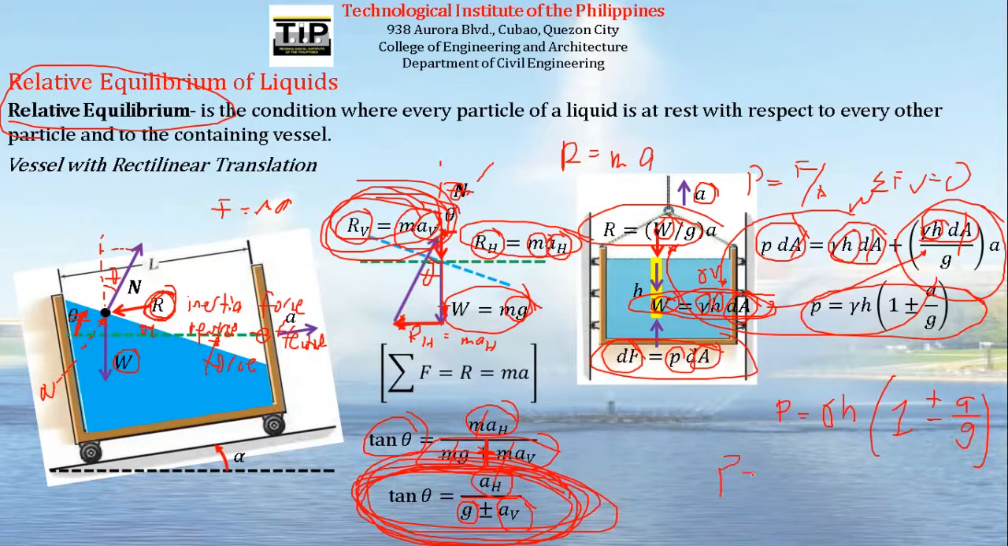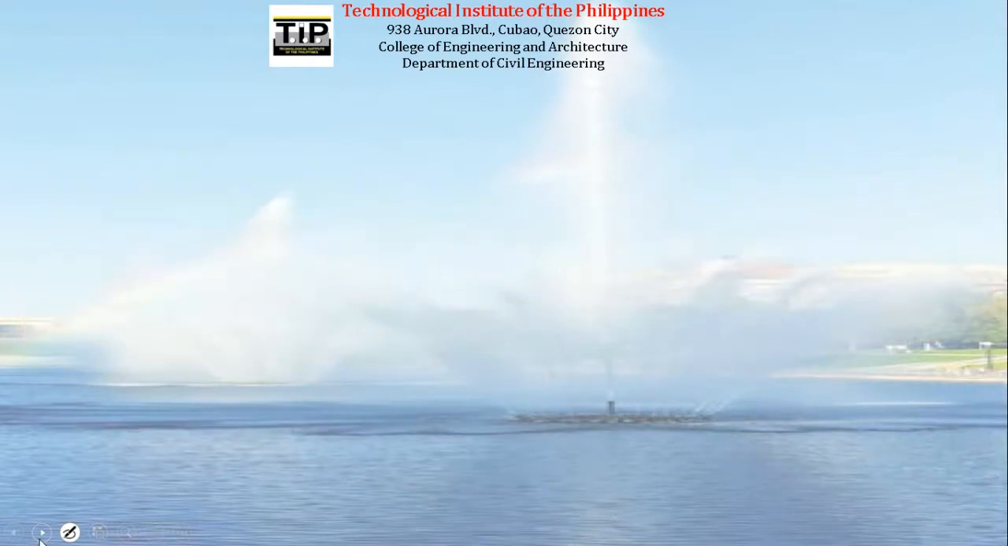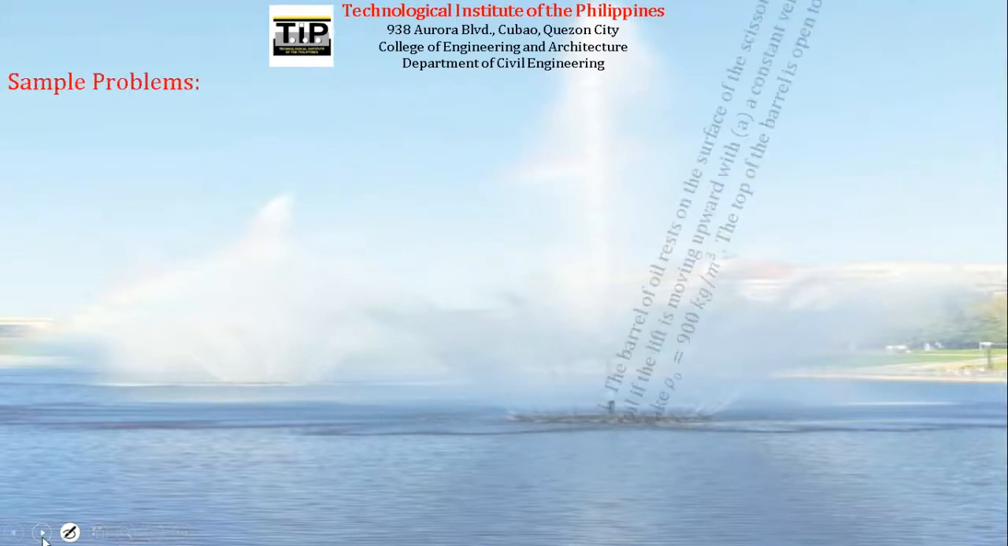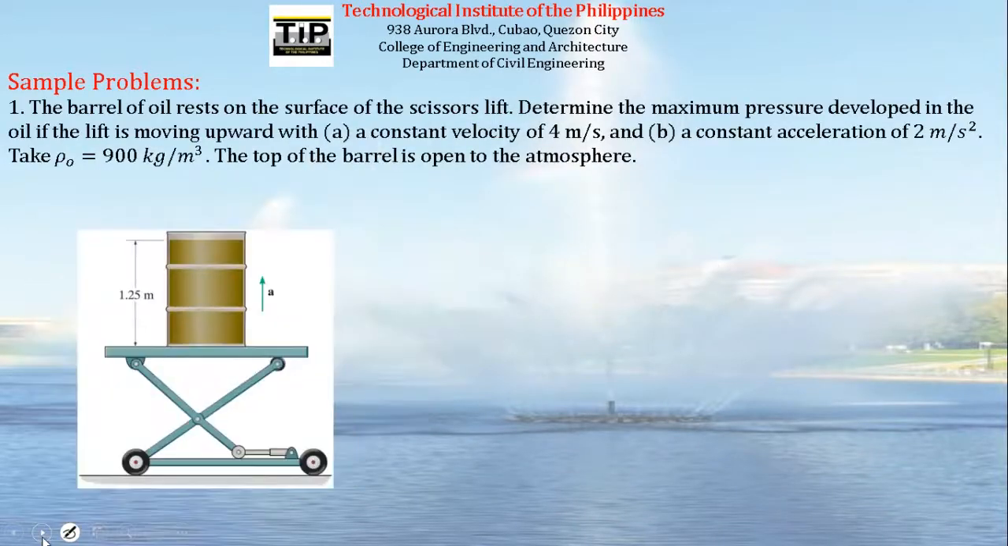Okay? So yung normal kasi is gamma h lang, no? So kapag stationary, si vessel. But if we have a vessel that's traveling vertically, so we use this. So let's solve some problems.